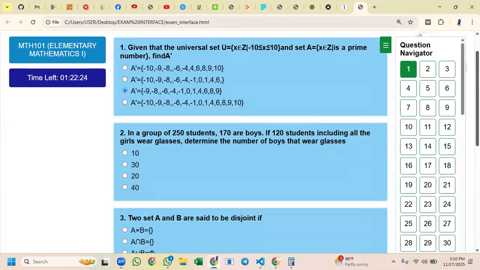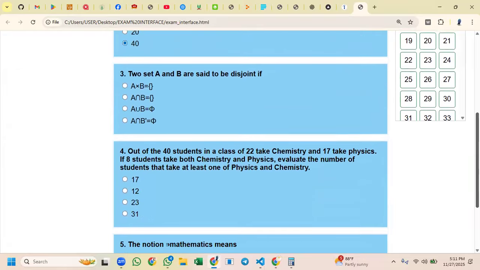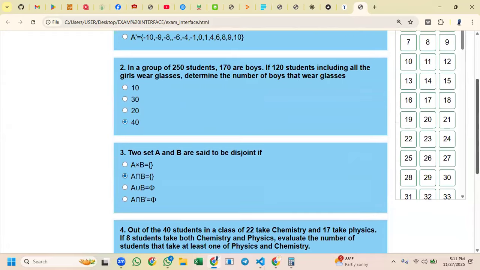In a group of 250 students, 170 are boys. If 120 students, including all the girls, wear glasses, determine the number of boys that wear glasses. Which topic is this question under? I hope you guys have been reading for the exam. What's the correct answer? The answer is 40 actually. So you learn how to do the calculation. Some of these questions, you meet them directly, the way they are, without even changing anything.